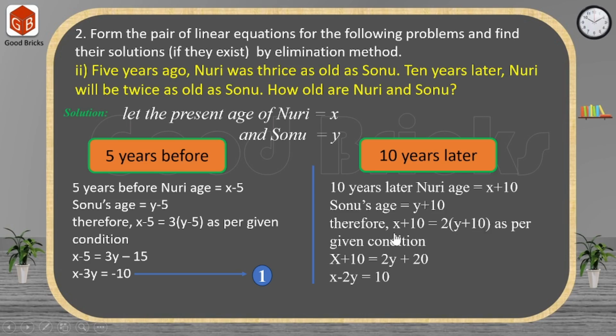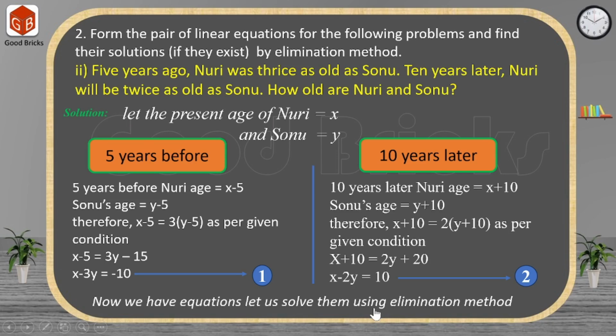And this is the information given. So as per the given information we have written this equation. Now when you simplify this, you will get X minus 2Y is equal to 10. So let us call this equation 2. And if you look at these two equations, X minus 3Y is equal to minus 10, X minus 2Y is equal to 10, you can clearly see that the X term you can eliminate. So using elimination method, now let us solve these two equations.